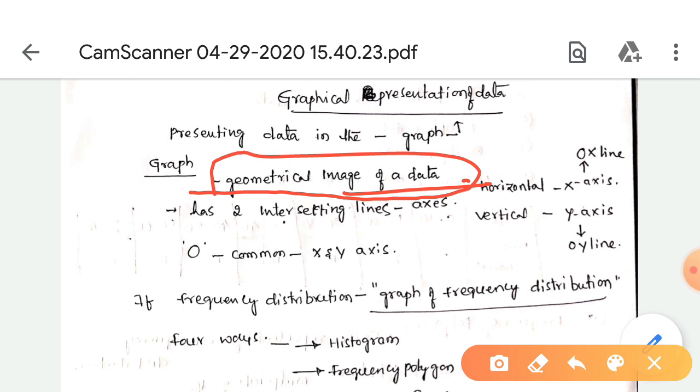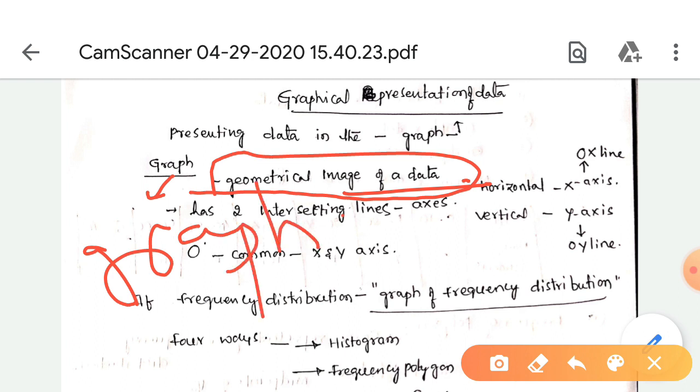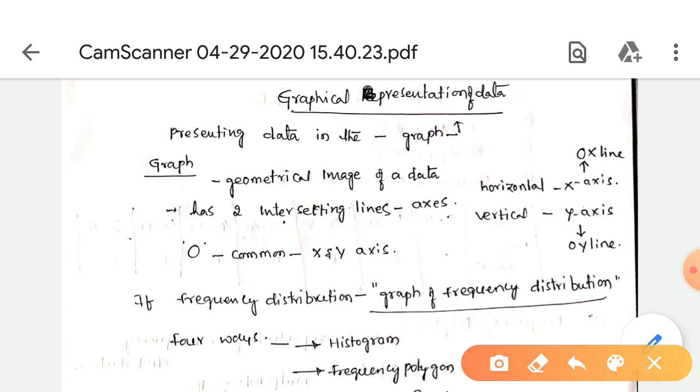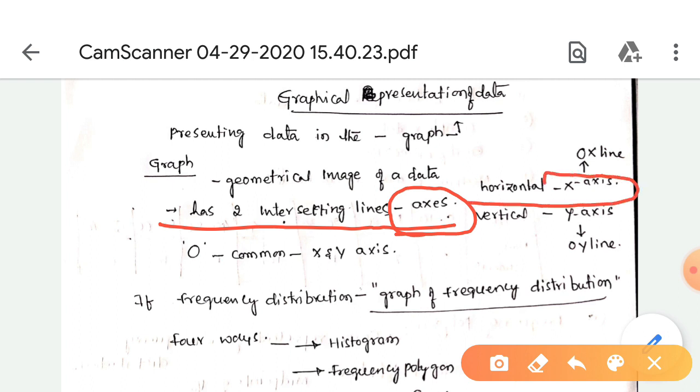The graph is drawn on graph paper. Here the graph has two intersecting lines, and those lines are called axes. The horizontal line is called the x-axis and the vertical line is called the y-axis.